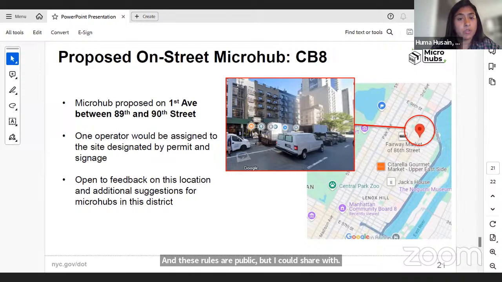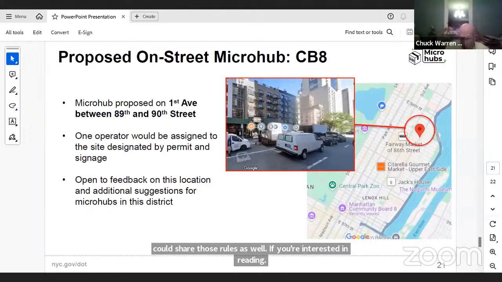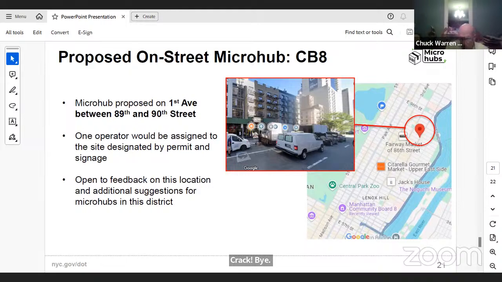I could share those rules as well if you're interested in reading. I think that would be helpful if we can provide those to Colleen and she can have them send them to Will or make them available.